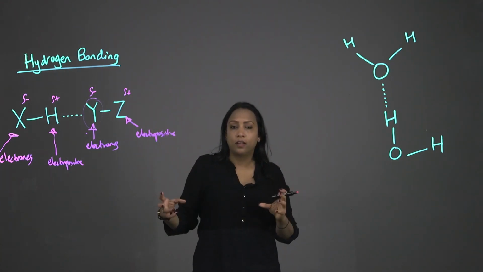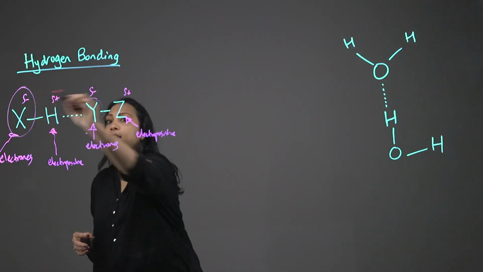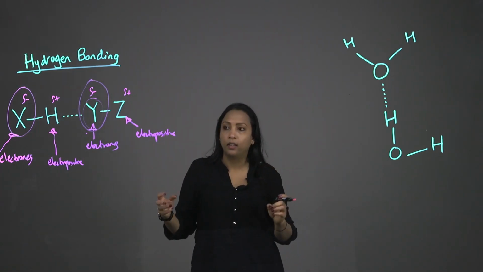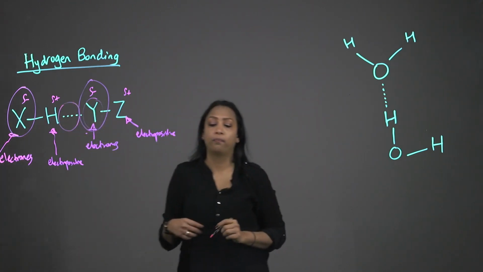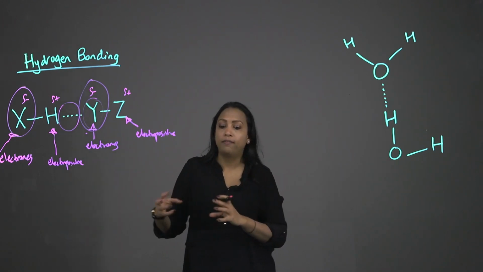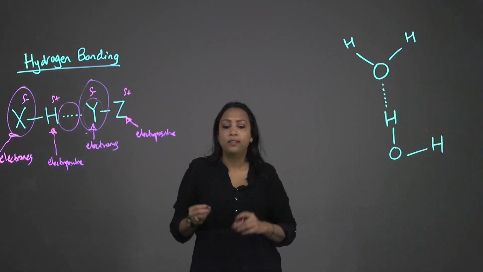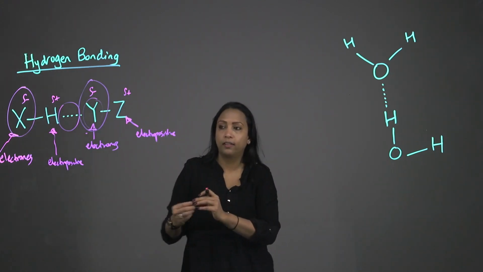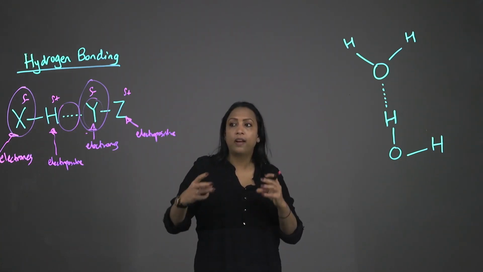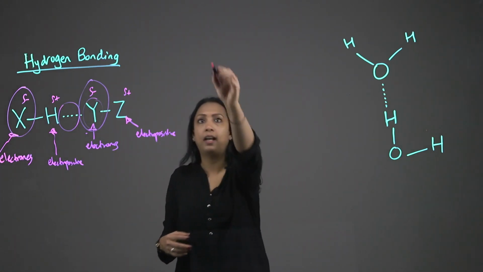So the greater the electronegativity difference between X and Y is going to then determine the strength of my hydrogen bond. Okay, so the more polarization is going to occur if I have a higher electronegativity difference between X and Y. And this is going to give me a greater bond strength in regards to my hydrogen bond that is being formed.